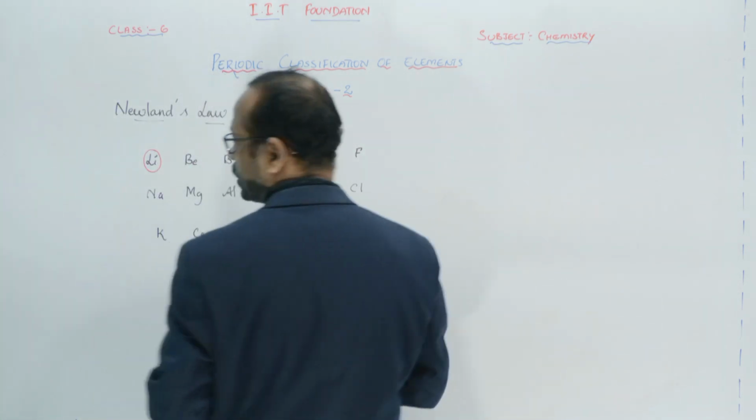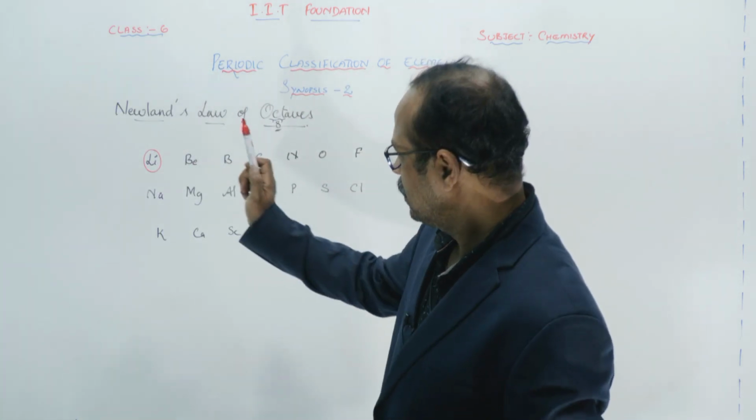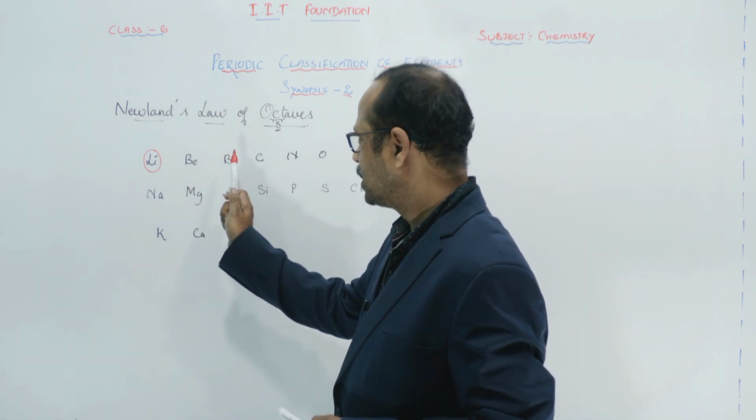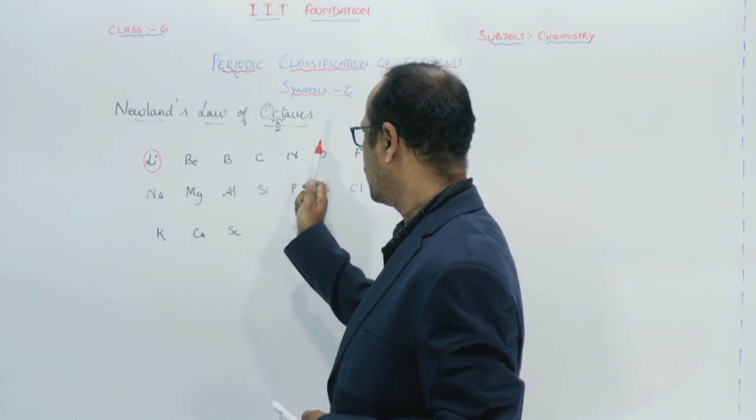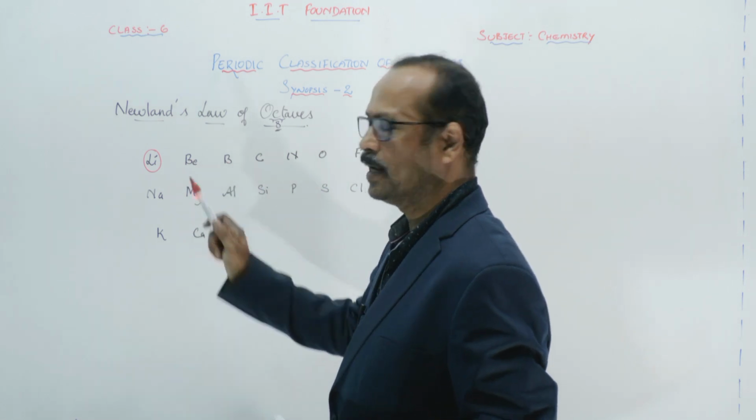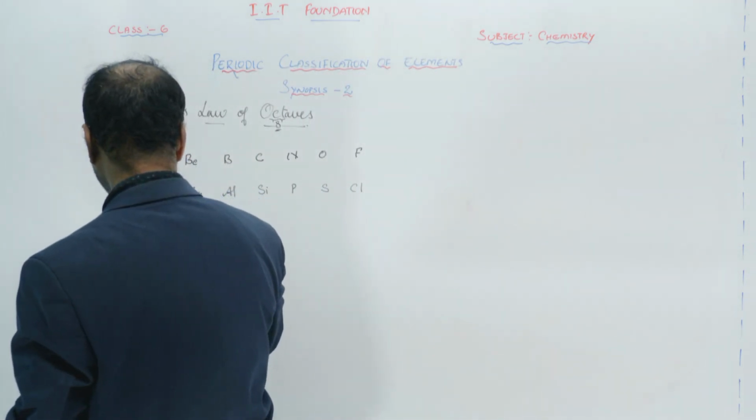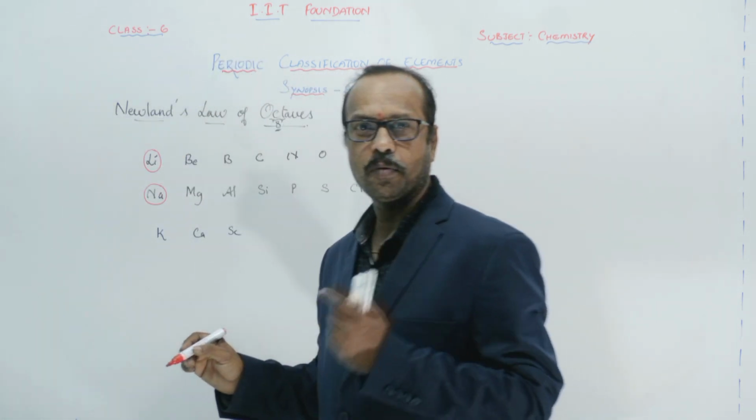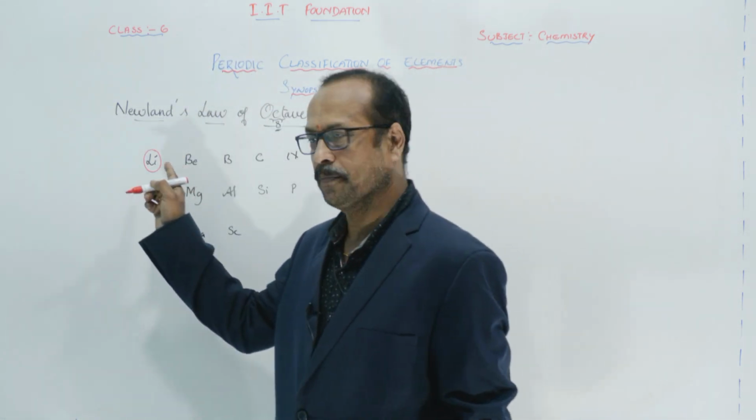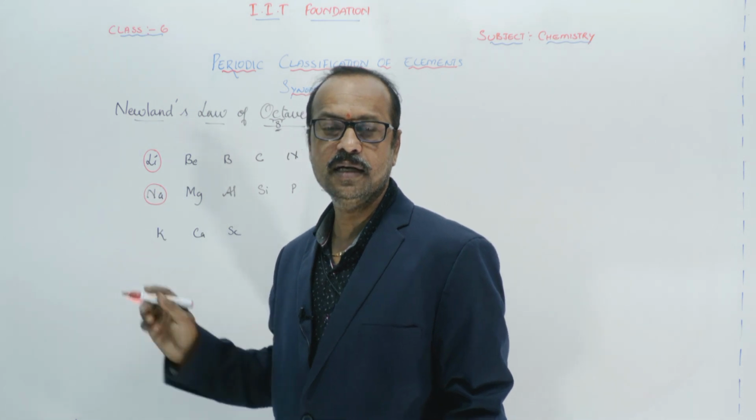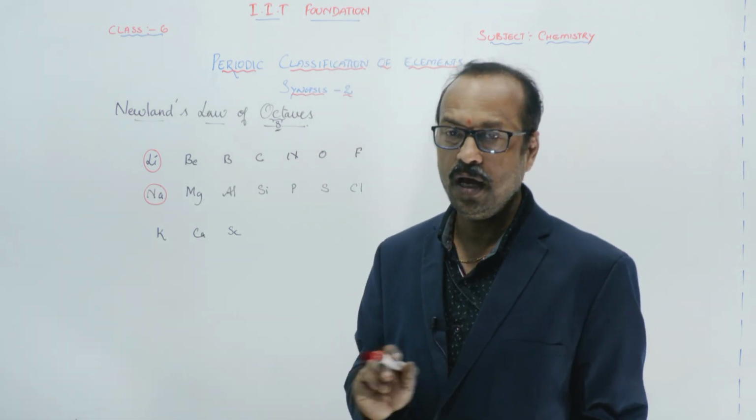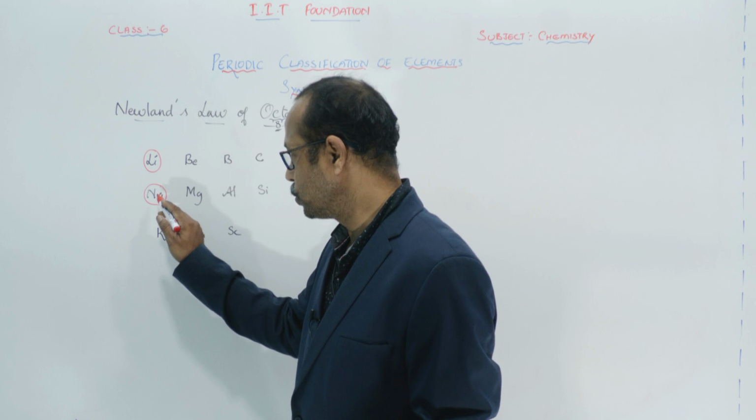If I count from lithium, so 1, 2, 3, 4, 5, 6, 7, 8. So, which element is the eighth element? Sodium. Okay. So, he said that whatever the properties of lithium, the same properties will be repeated in the sodium. Now, for example, we start counting from sodium.